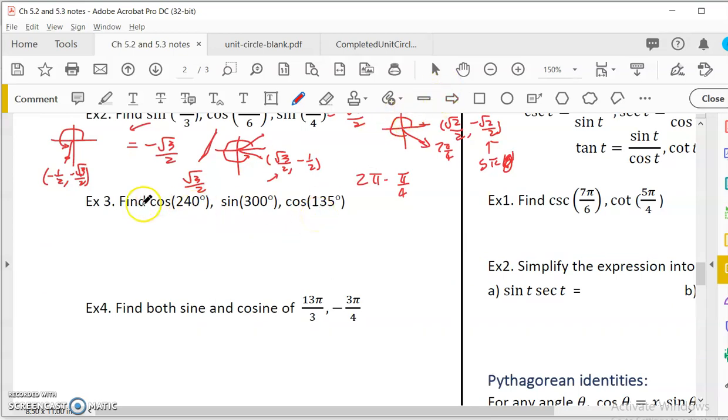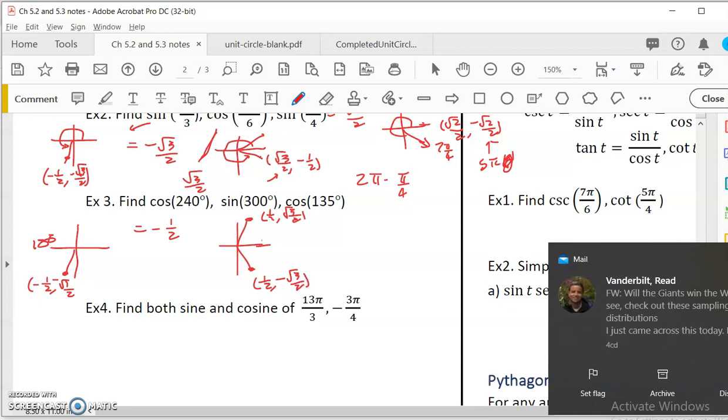What is cosine 240? Do you know where 240 is? 240 is 180 plus 60, right? It's here. Oh, it's the same as this one. It's negative 1/2, root 3 over 2 negative, and I want cosine, so it's negative 1/2. 300 is where? It's this one, right? Because it's 360 minus 60. So again, it's similar to the 60. You can write out the 60 first. The 60 is 1/2, root 3 over 2. So 300 would still be 1/2, but the y is negative. It's negative root 3 over 2, right?